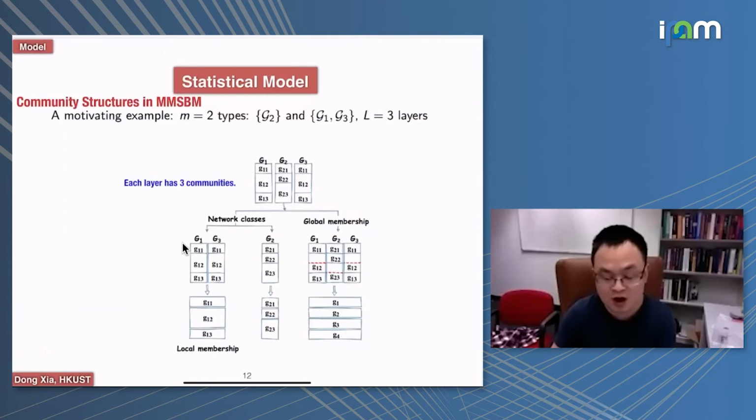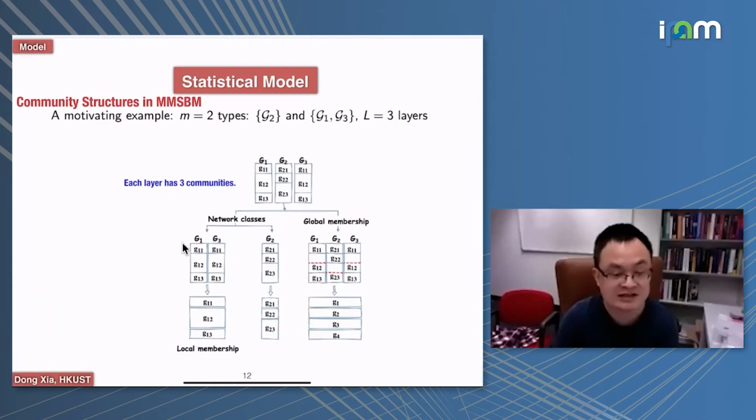Okay, and here is our simple toy example of local membership, local community, and global community. In this example, suppose we observe 3 layers, right? For the first layer and the third layer, you can see the community structure is the same. So in this case, we view them as the same class. However, for the second layer, you can see the community assignment is different from the other 2 layers.